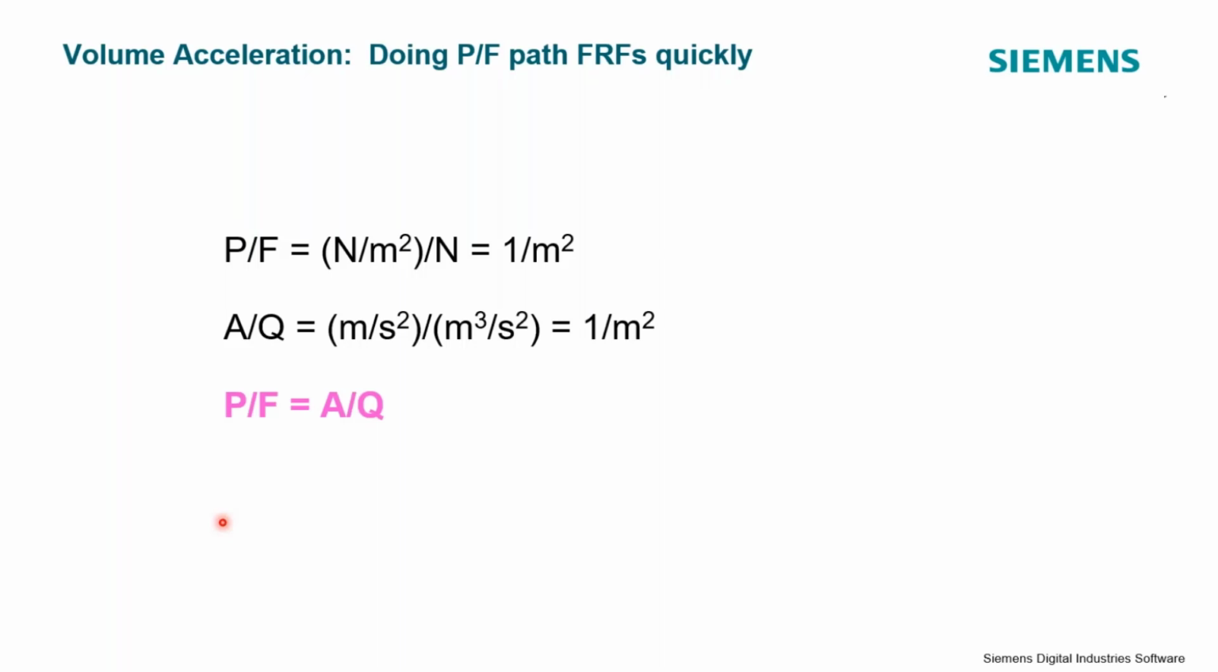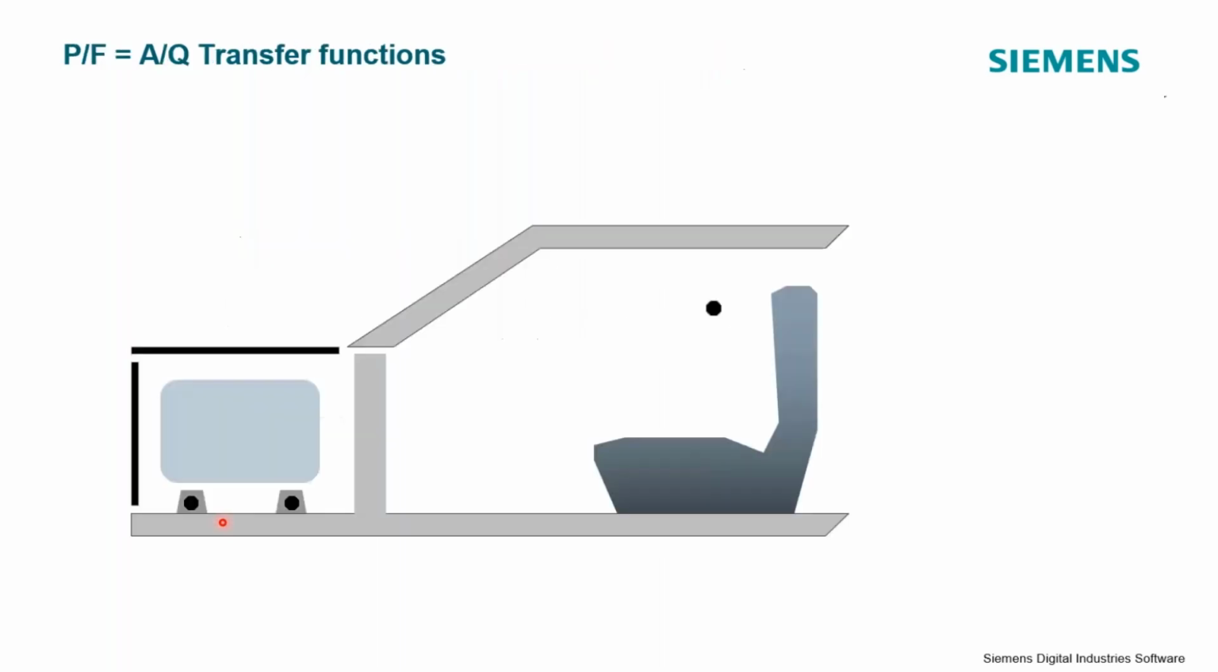So instead of measuring the direct method and measuring all 6, 9, 12, 81 of these P over Fs in the direct direction, I can do this reciprocally with an A over Q. So now I'm going to be using a Q source as my acoustic force. I'm going to be measuring my response with an accelerometer.